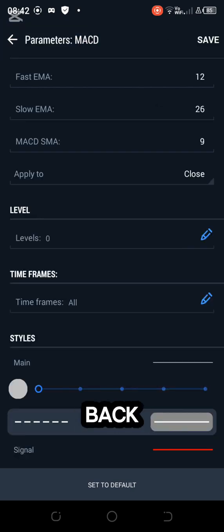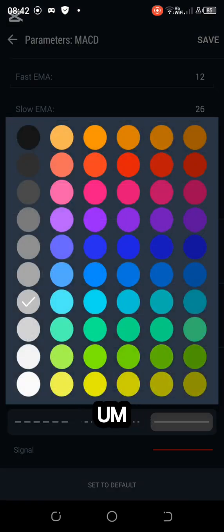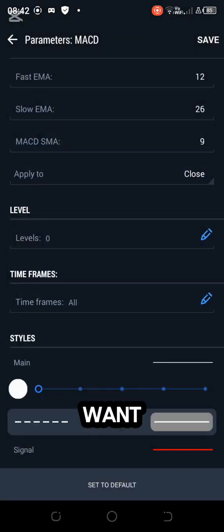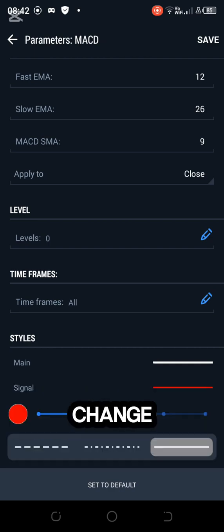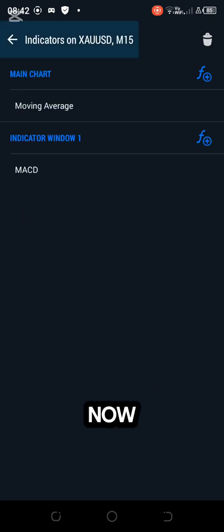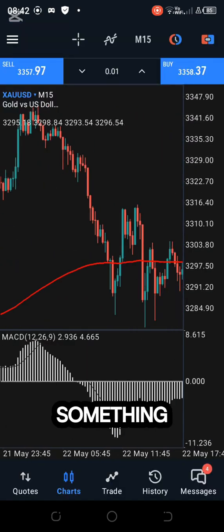Then I'm going to go back again. We go to the styles. On the styles, for the main, I'm going to use white, so I want it to be more visible. Then on the signal, I'm going to change the color to the color of the background, so I'm going to use black, and I'll save. So we now have the MACD. It should look something like this.